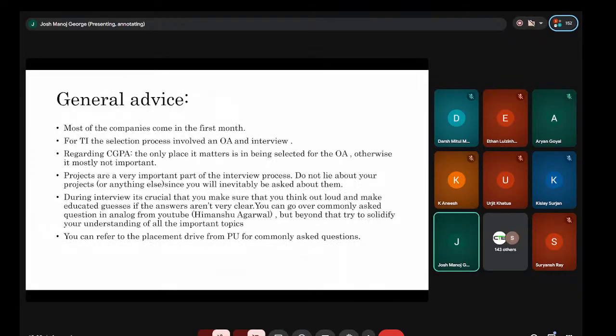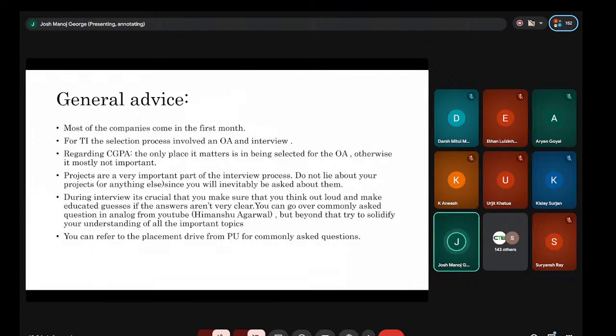Okay. Most of the companies come in the first month. I think TI came towards the end of August. So basically, the recruiting process for us was an OA, and from the OA, people were selected for the interview. We just had one interview, and we didn't have an HR interview. The OA has three sections: analog, digital, embedded, and a quantitative aptitude. Quantitative aptitude is pretty simple, but I would suggest that you get practice for it because I don't think you get a lot of time for it, if I remember correctly.